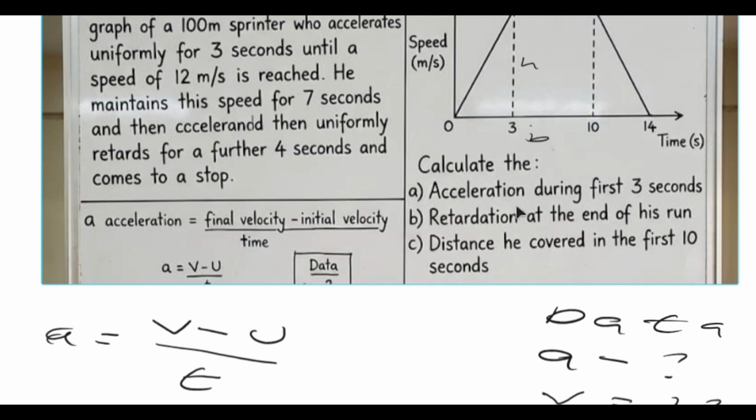Calculate the acceleration during the first 3 seconds, the retardation at the end of his run, and the distance he covered in the first 10 seconds. We start with the first one, acceleration. This is the formula to find the acceleration. The symbol is a. So a is equal to v minus u over t. That is, acceleration is equal to final velocity minus initial velocity over time.